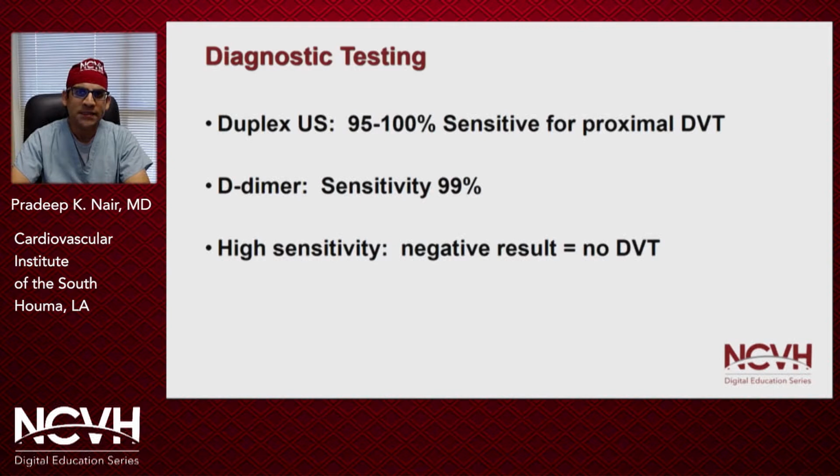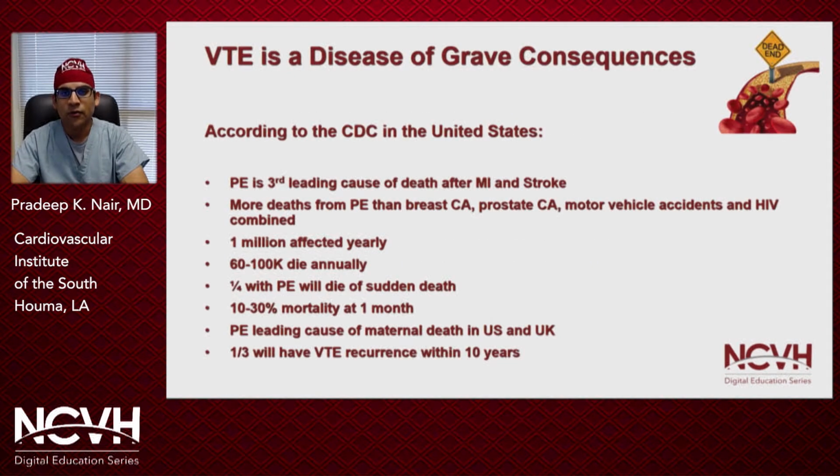So our diagnostic testing, we have very good testing for establishing VTE, including duplex ultrasound and D-dimer. They have high sensitivities, and what we can see for DVT specifically is that a negative result typically will yield no DVT. And for pulmonary embolism, of course, we have CT scanning that is very accurate in identifying pulmonary embolus.